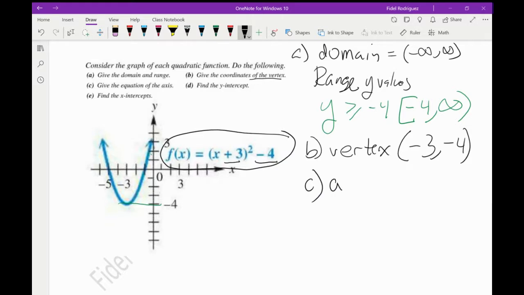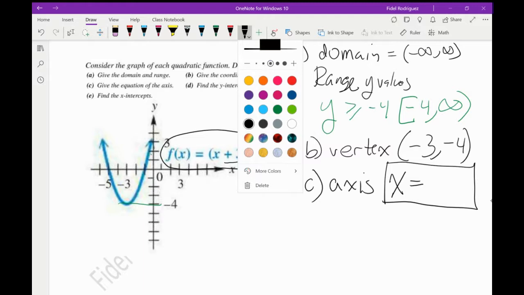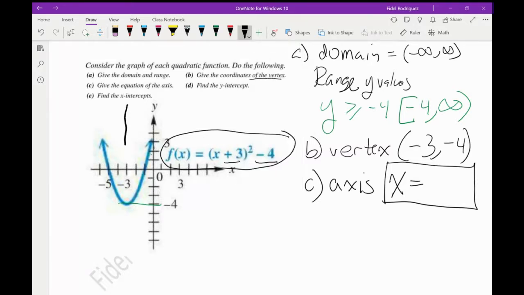Okay. Then we're going to do part C. Part C says we're going to find the equation of the axis. The axis is always going to be a vertical line, and vertical lines always have the form x equals some number. And you might say, what's that number? Remember, the axis is the line that cuts the graph in half. Well, look at where it passes through. It passes at -3. Whatever the x coordinate of my vertex is, that will be the same value on my axis.